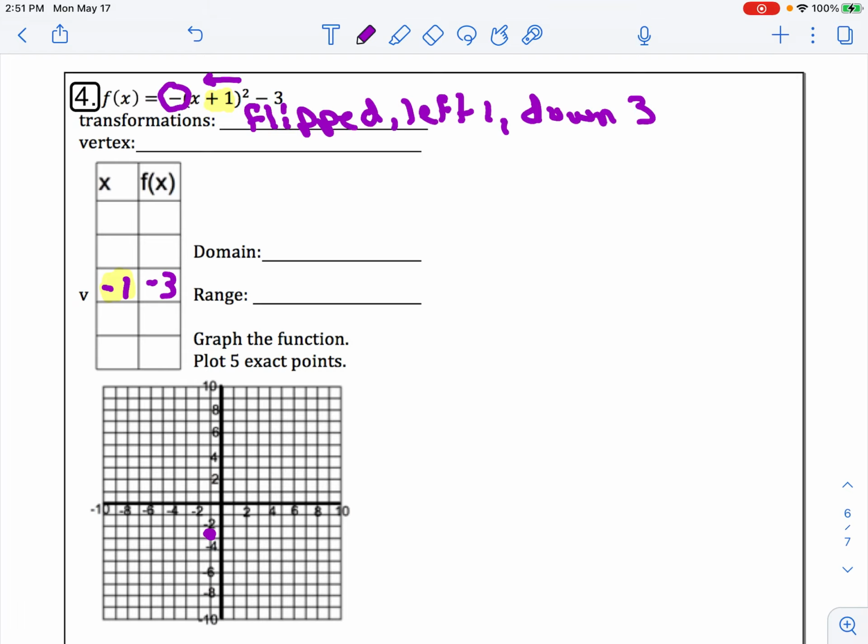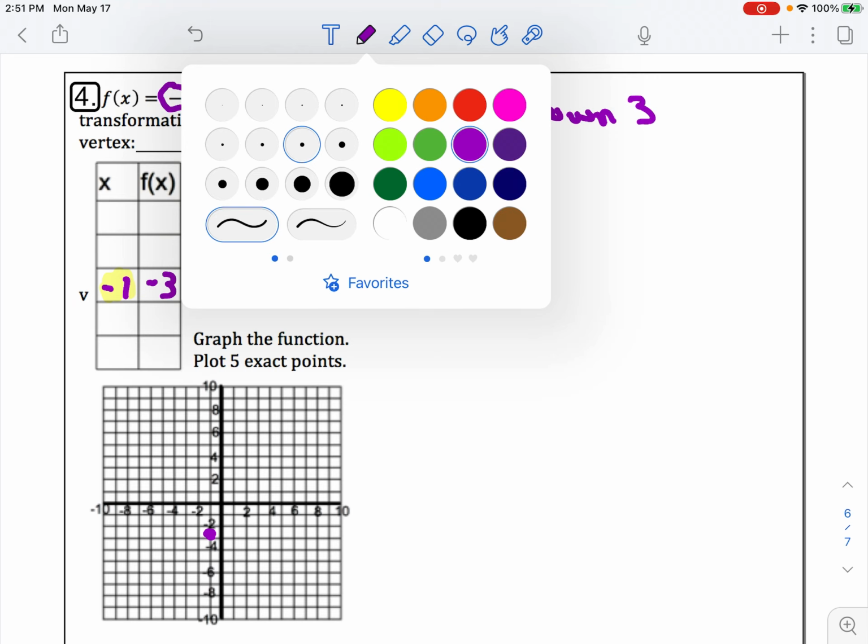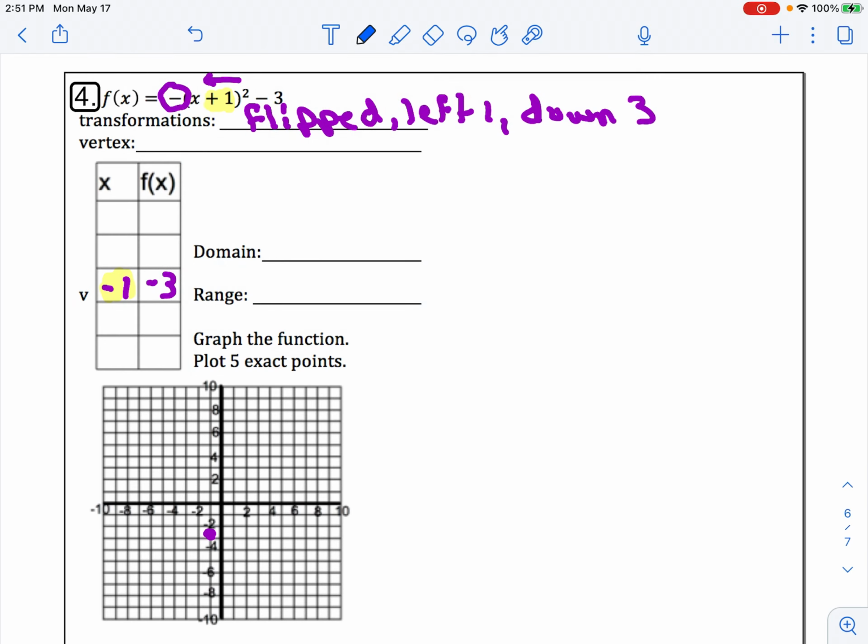I put that vertex in the middle of my table. Okay, so then what I do is I'm going to add ordered pairs to my table that are larger than negative 1 and smaller. So smaller would be negative 2 and negative 3. Larger would be 0 and 1. So then what I do is I plug all of these x values right here in for x.